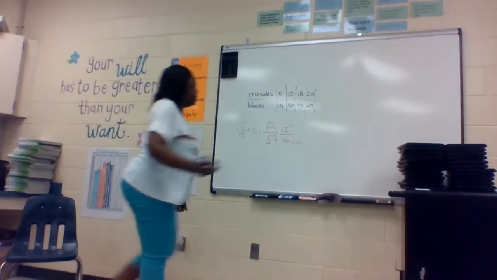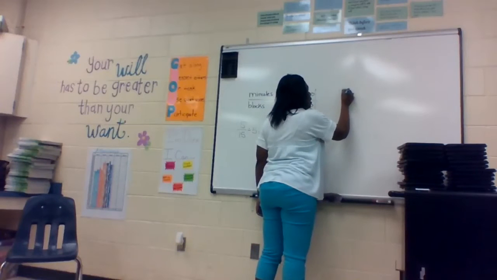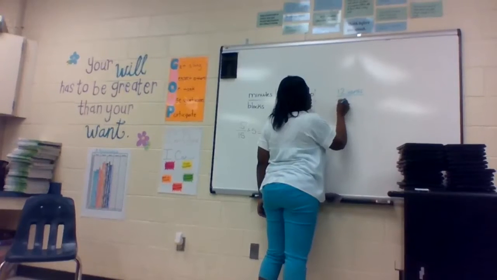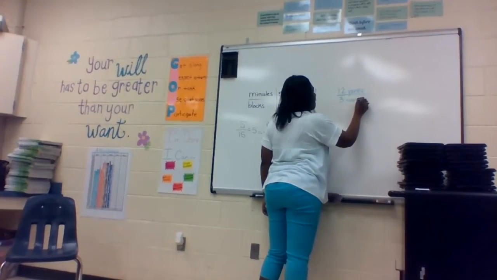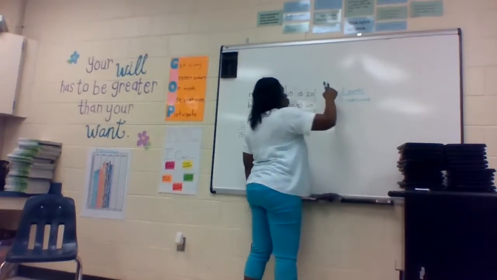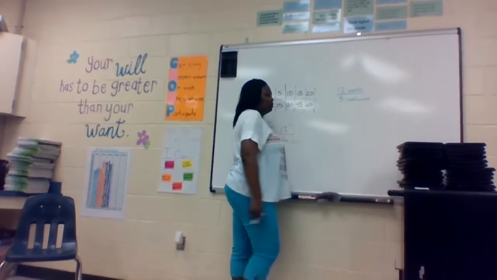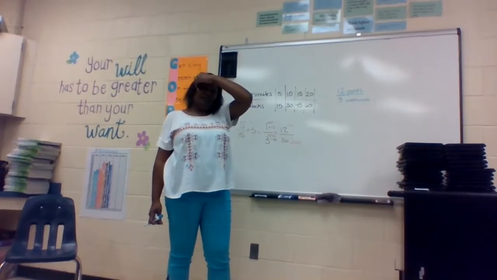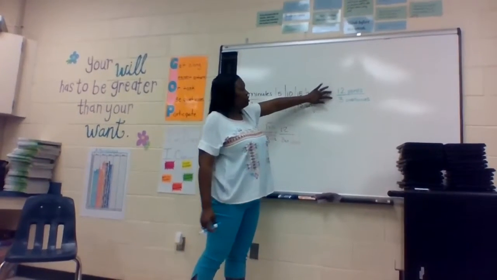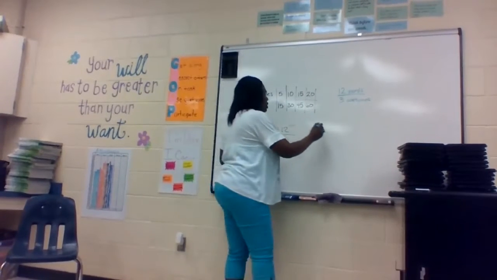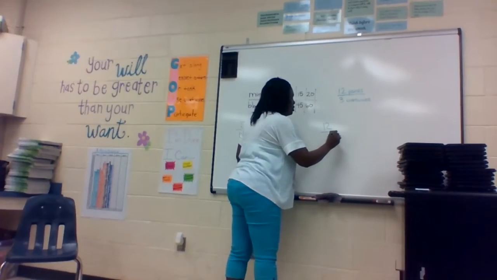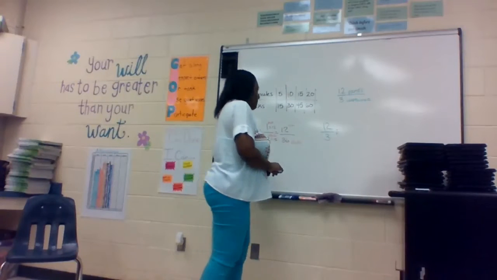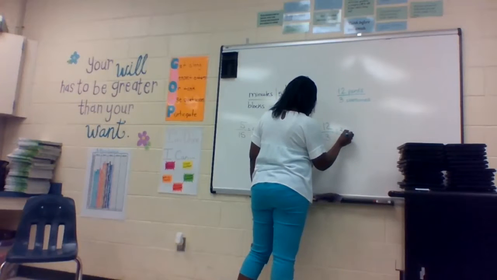12 to 3. 12 yards to 3 costumes. Now, so 12 yards make 3 costumes. How many costumes are we looking to make? 25. 25, right? So the first thing we're going to do is reduce this. Okay? 12 to 3. What can go into 12 and 3? No, 3. 4 can't go into 3.